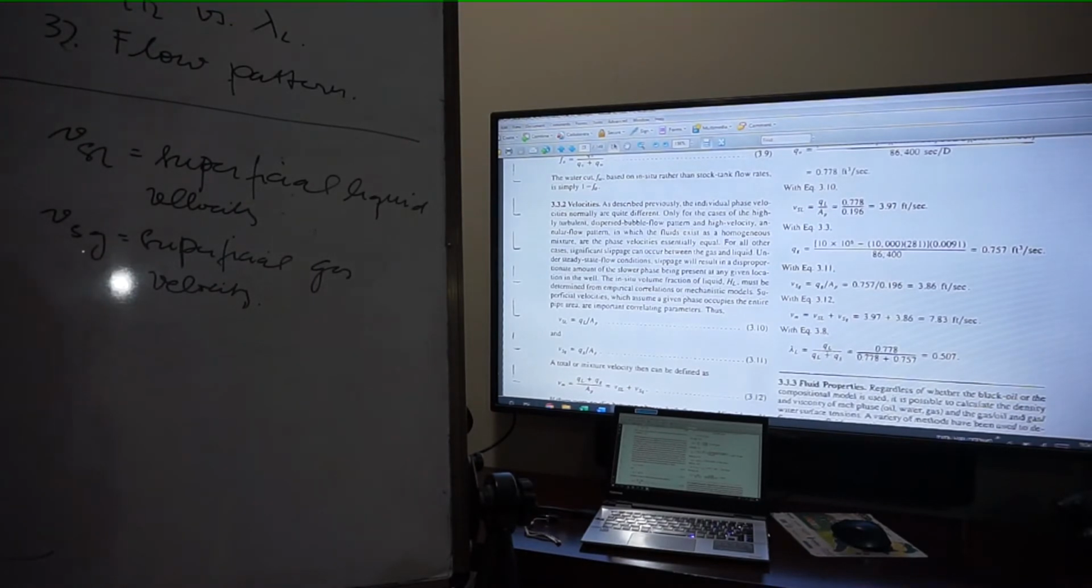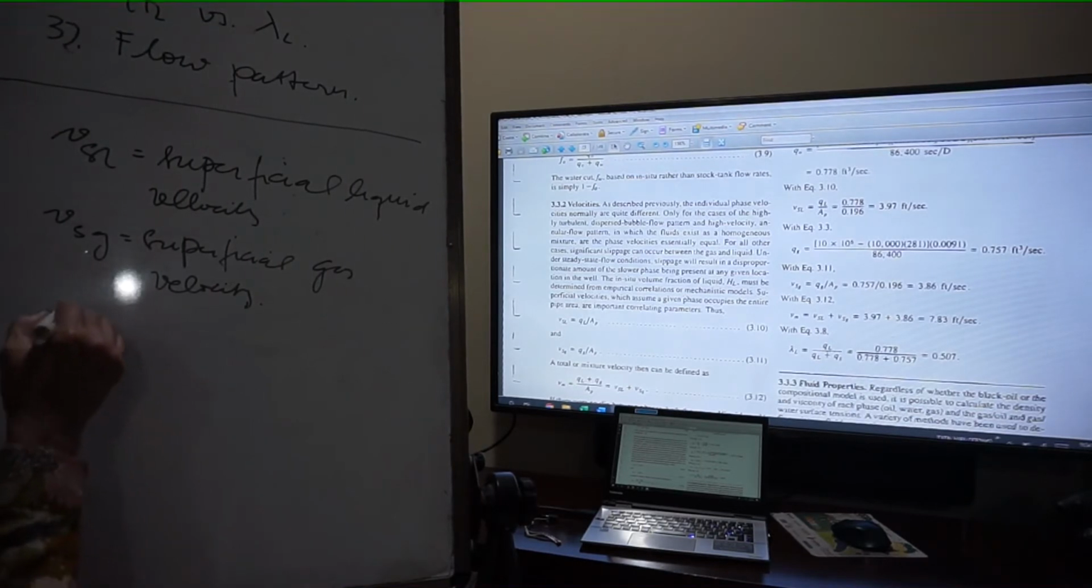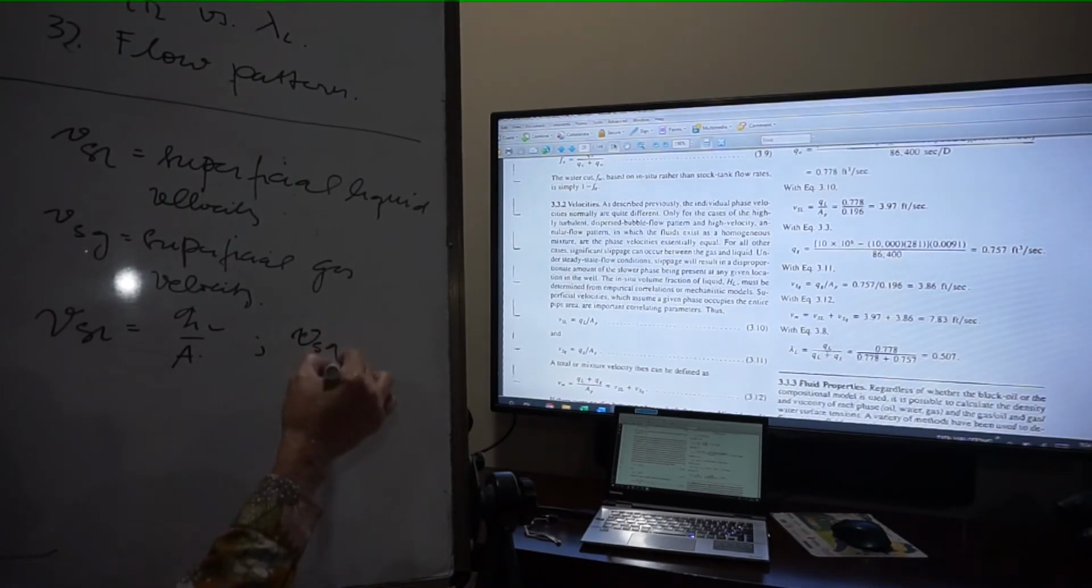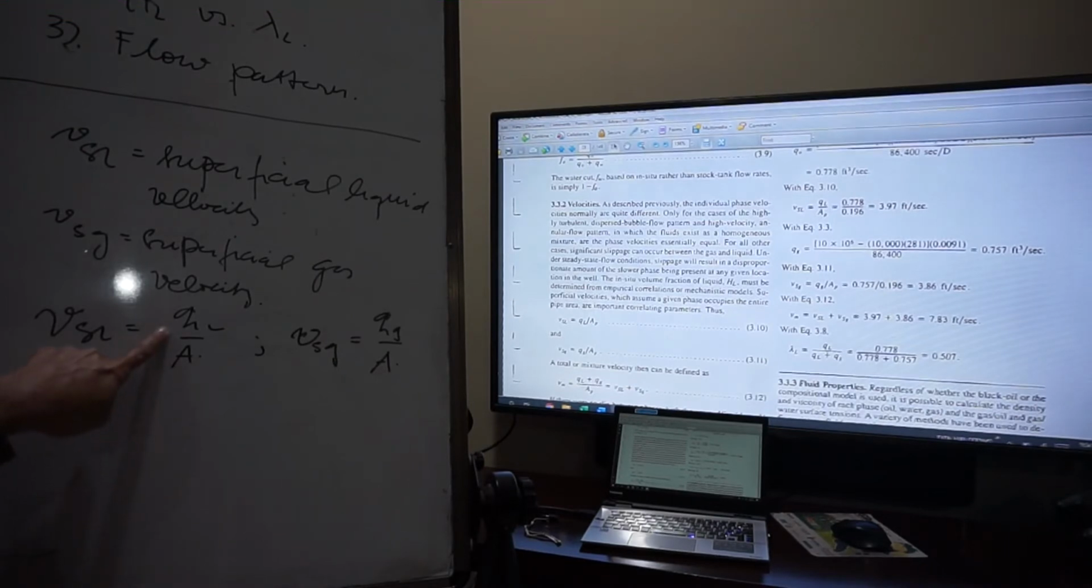What is the VSG, VSL and VSG? VSL, you see there, is QL divided by A of the pipe, and VSG, the gas, is Q gas divided by A. Okay, this is the liquid rate in the pipe, and this is the gas rate in the pipe. You have to remember that. This rate is different from the rate in the separator because of different pressure. In the separator it is 14.7 psi, but in the tubing it might be different, 120, 200, 300, 600, 700, etc.